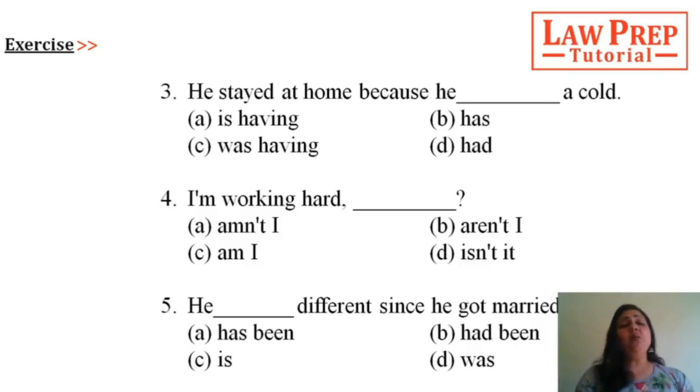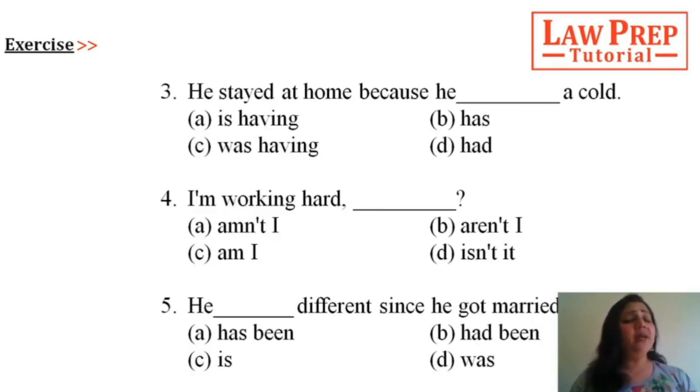Now here we have am, which is an exceptional case. In the am case, we don't have the word amn't in English. We do speak it in American slang, but we don't have a word like amn't in English. So we cross the first answer, amn't. And since it's already I'm working hard, so I need a negative, so I can't use am, and I can't use isn't. My correct answer would be I'm working hard, aren't I?